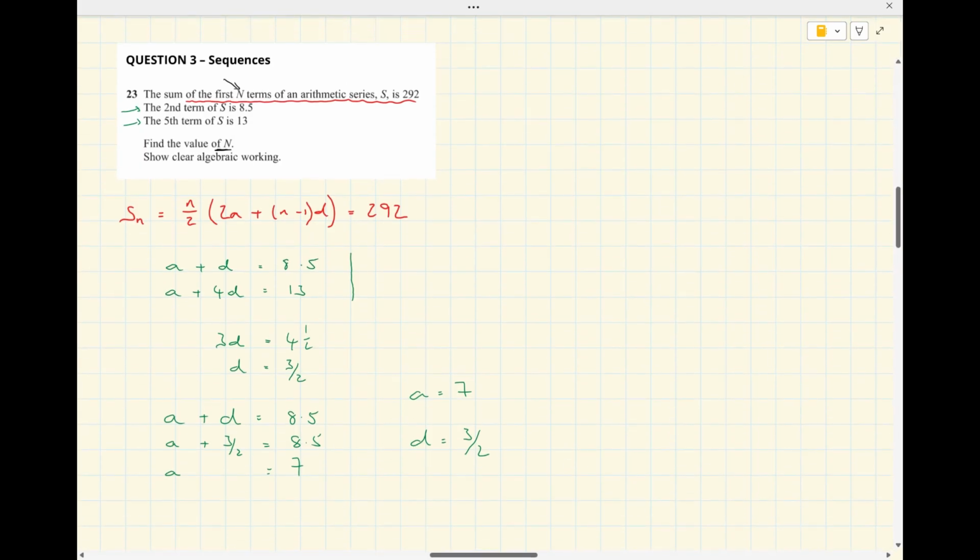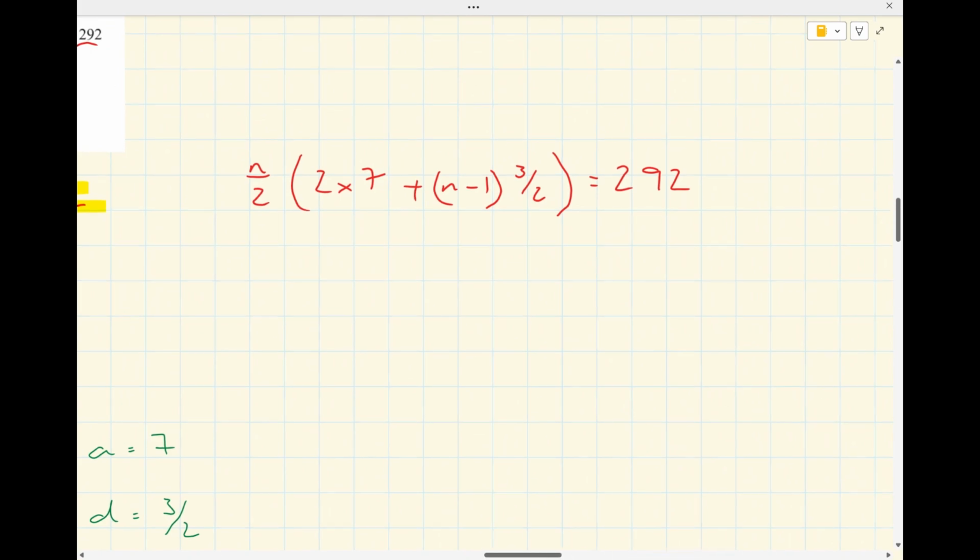Okay, let's go back to what we were told in red here. The sum of the first n terms is 292. That's what allowed me to write this equation. And I need to find out what that n is. But you see, now I can rewrite that equation: n over 2 times, instead of 2a, I can write 2 times 7 because I know the first term, plus n minus 1, still don't know what that is, but I do know that d is 3 over 2, and I know that has to equal 292. So here's an equation which I can solve for n.